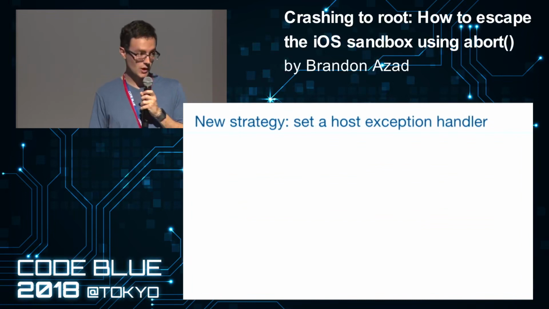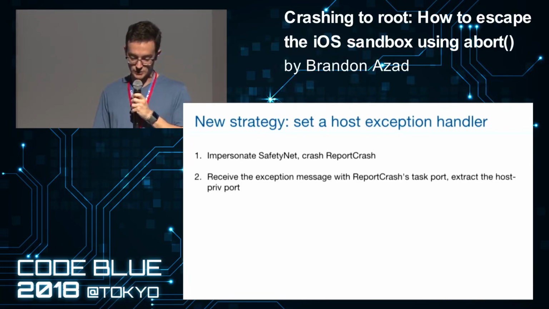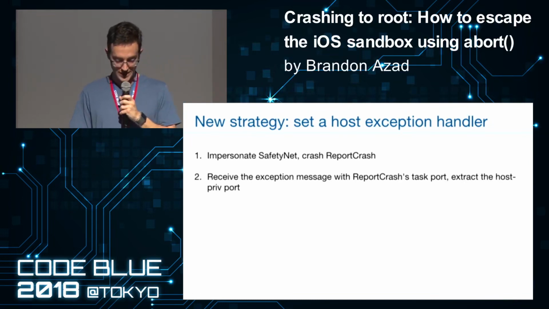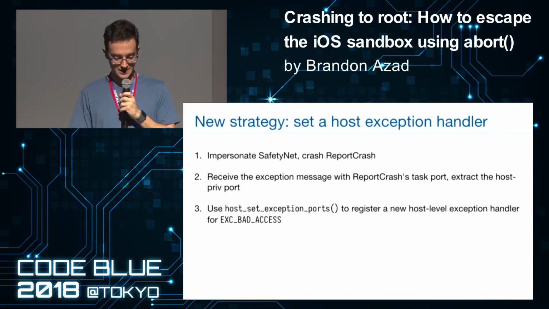So the exploit will start off the same as before. We'll impersonate safety net and crash report crash. Then we'll receive the exception message containing report crash's task port, which we'll use to extract the host priv port. Once we have host priv, we can use host set exception ports to register our own process as the new host level exception handler, but this time for a recoverable exception type like XBAT access. Then we do the same exploit all over again.